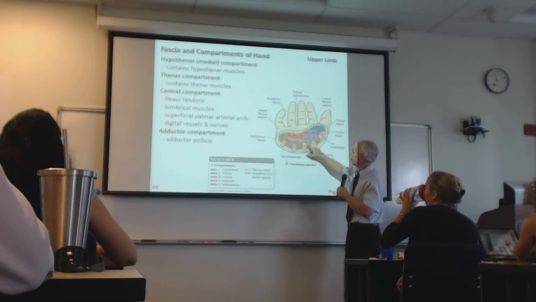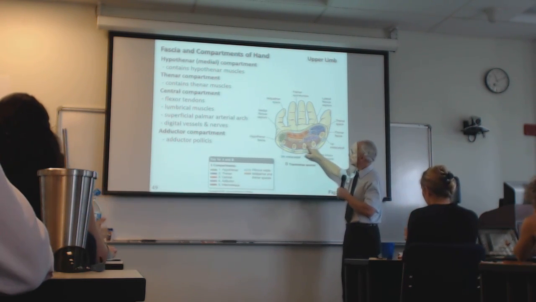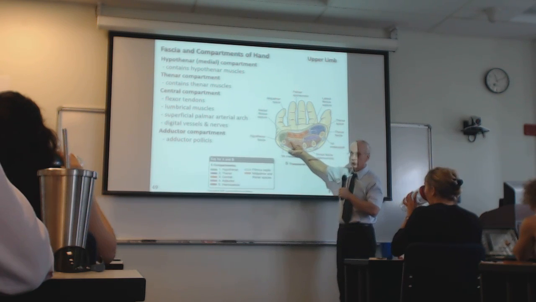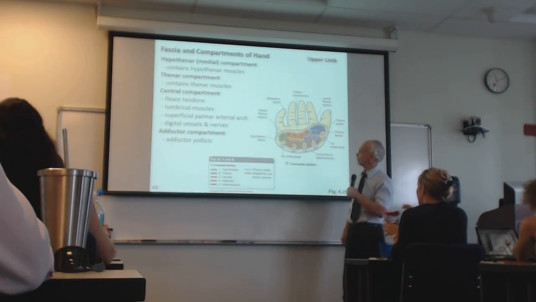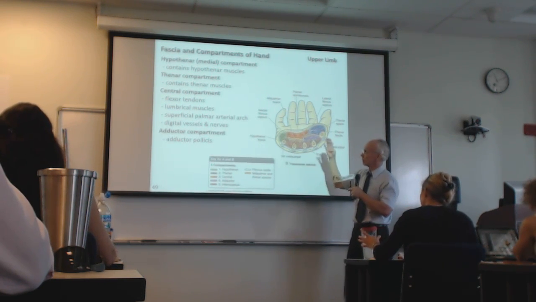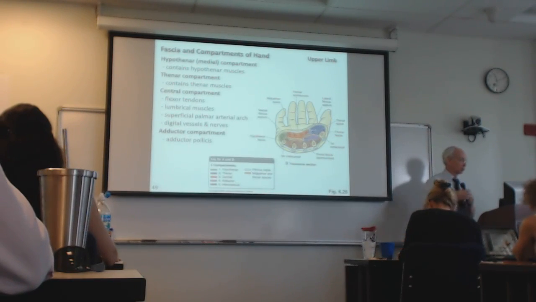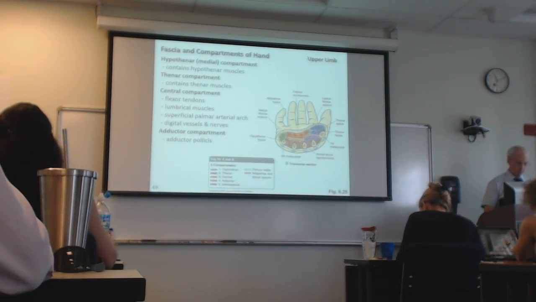And then this region down here where you see the muscles in between the metacarpals, this is the interosseous compartment. And those interosseous are responsible for the adduction and abduction of the fingers.